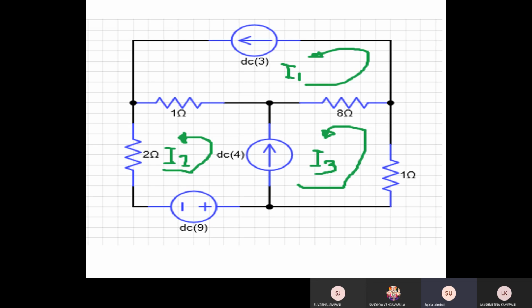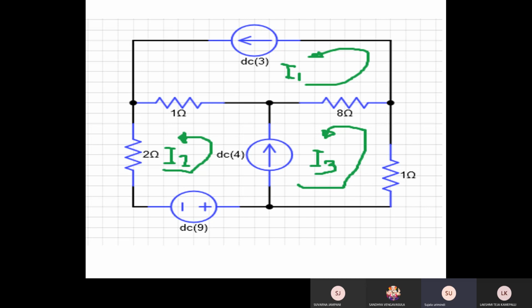When you observe here, there are three loops: the I1 loop, I2 loop and I3 loop. Generally the KVL equation is like this. When you observe deeply, here there is a voltage source, but there are also two current sources, DC4 and DC3. So when you write down the equations, first you have to observe how many loops are there. That is the I1 loop, I2 loop and I3 loop. Three loops are there.